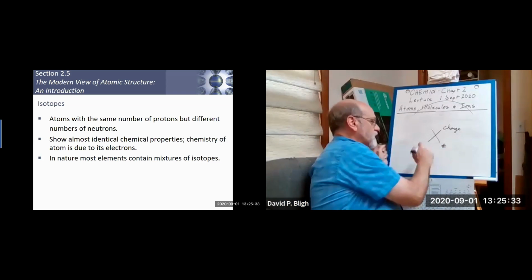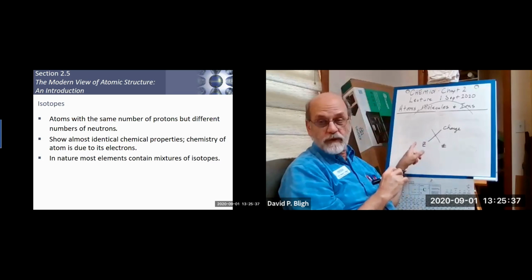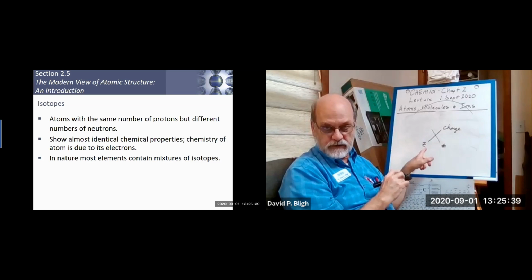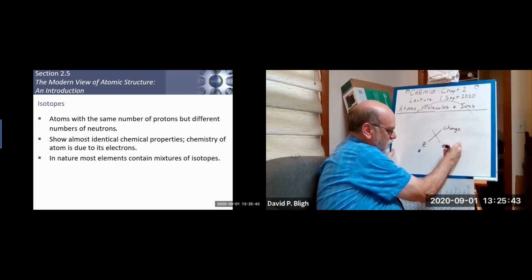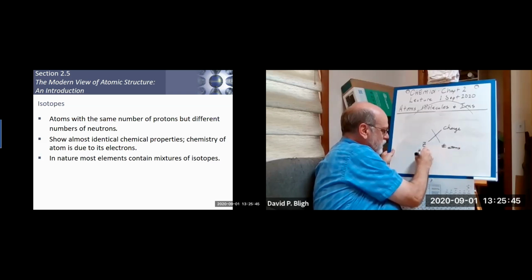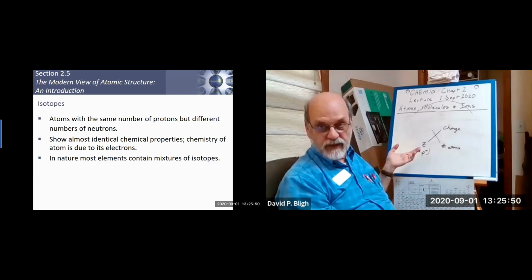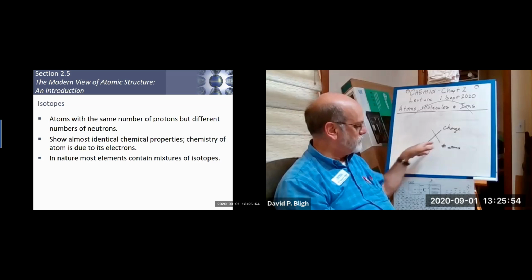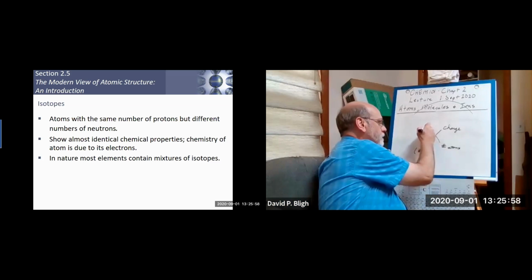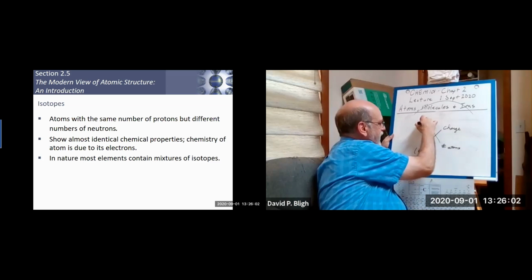Over on this side, we have a position for the number of protons. So this is the number of atoms. This is the number of protons. And it's designated by a Z number. So this is the atomic number of the element. And up here, designated by an A, is the mass number.